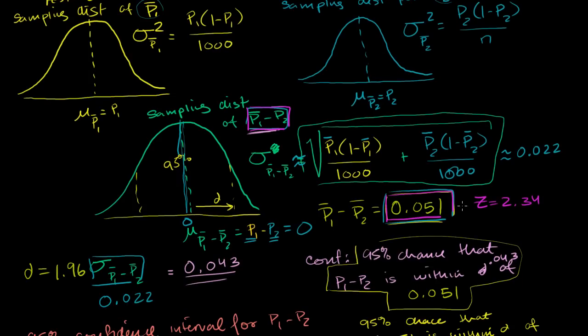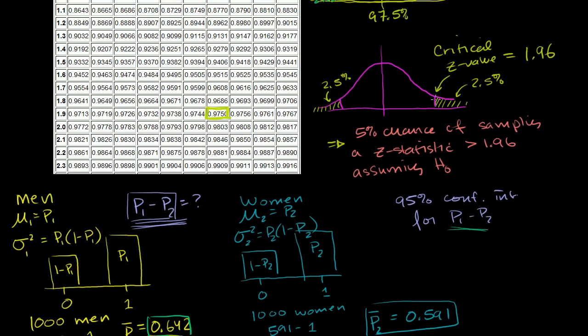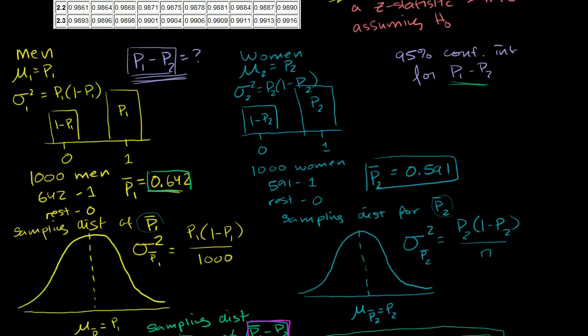So the probability of sampling this, given the null hypothesis is correct, is going to be less than 5%. It is more extreme than this critical z-value. It's going to be out here someplace. And because of that, we can reject the null hypothesis.